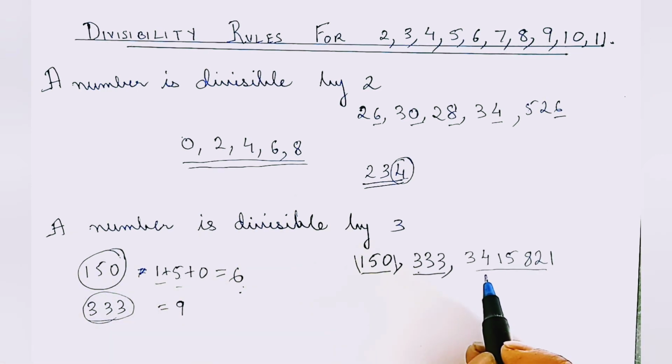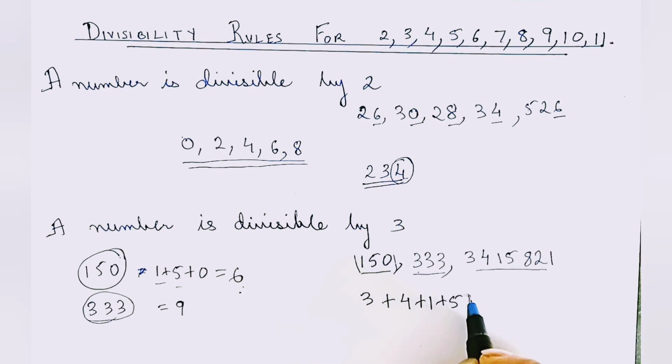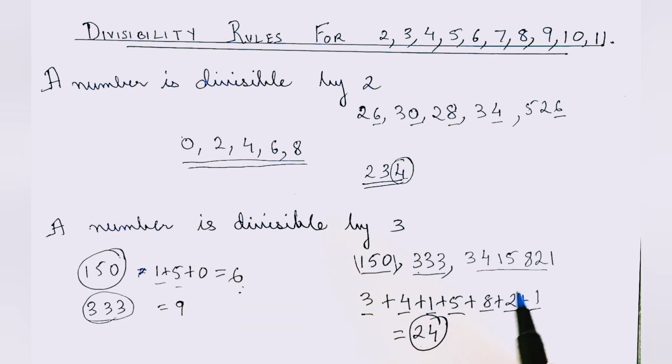Okay, now let's take this number. Now this number is 3415821. Let's add it. 3 plus 4 plus 1 plus 5 plus 8 plus 2 plus 1. Let's add it. 4 plus 3 is 7, 8, then it's 16, 17, 18, 19 and 24. Okay, 24. Now this number is divisible by 3, right? As you know that 3 times 8 is 24. So this particular number is also divisible by 3.